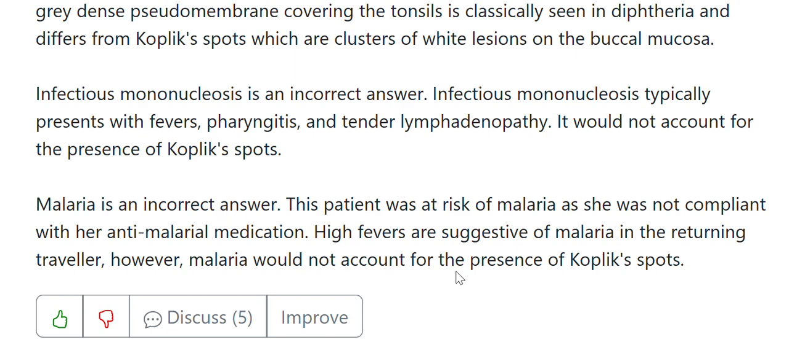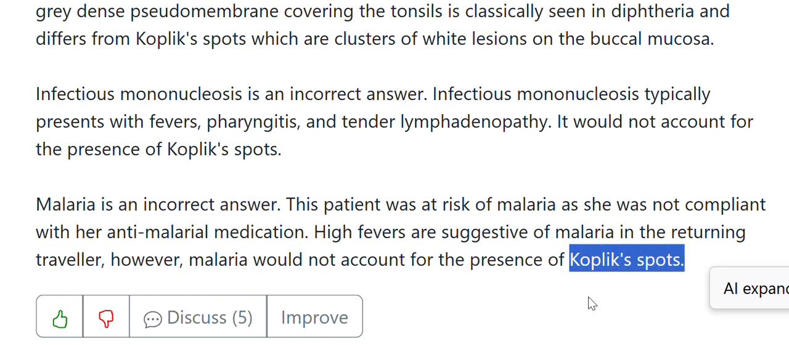Malaria is also incorrect. She was not compliant with her antimalarial medication, and high fevers are suggestive of malaria in a returning traveller. However, malaria would not account for the presence of Koplik spots. That is the reason why malaria is the wrong answer.